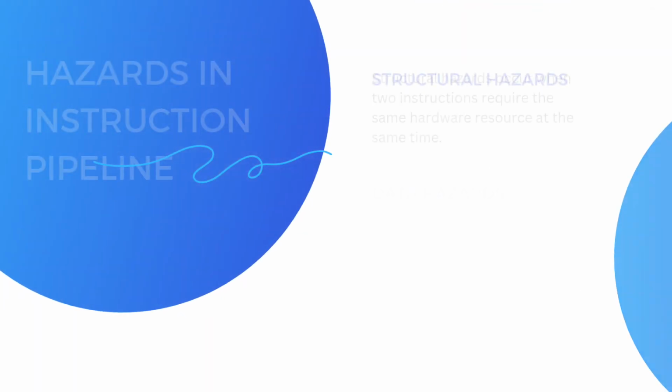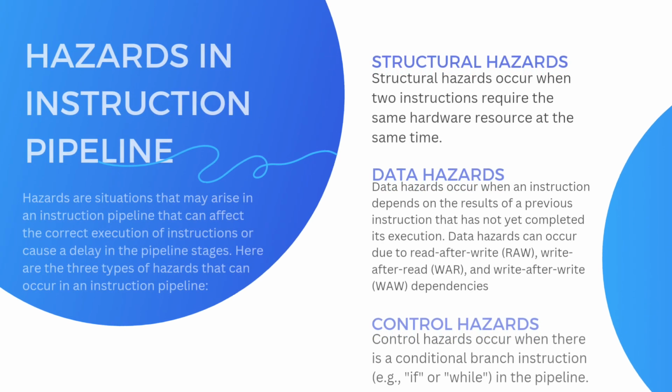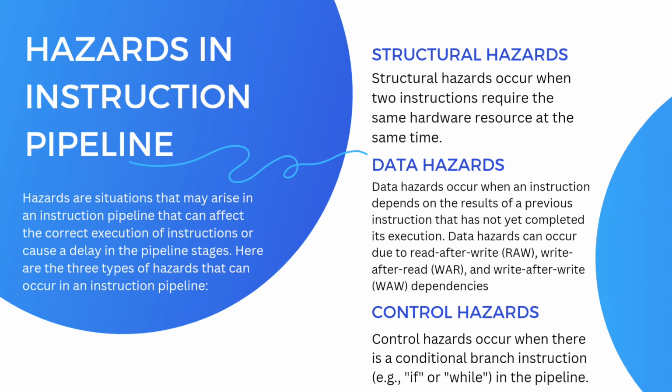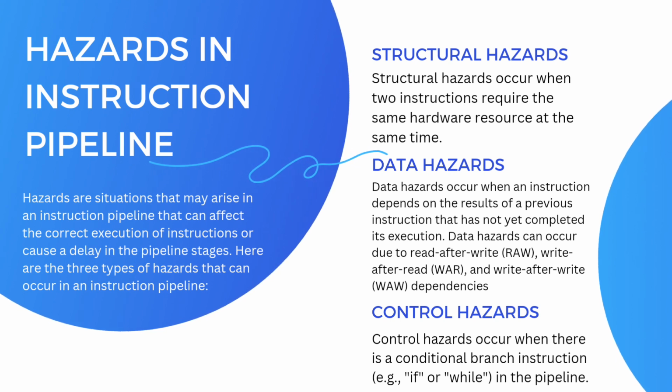Pipeline hazards are situations that may arise in an instruction pipeline that can affect the correct execution of instructions or cause a delay in the pipeline stages. There are three types of hazards. First, structural hazards. Structural hazards occur when two instructions require the same hardware resource at the same time. For example, if two instructions need to access the memory simultaneously, a structural hazard will occur. This can cause the pipeline to stall, which can result in a significant performance penalty.